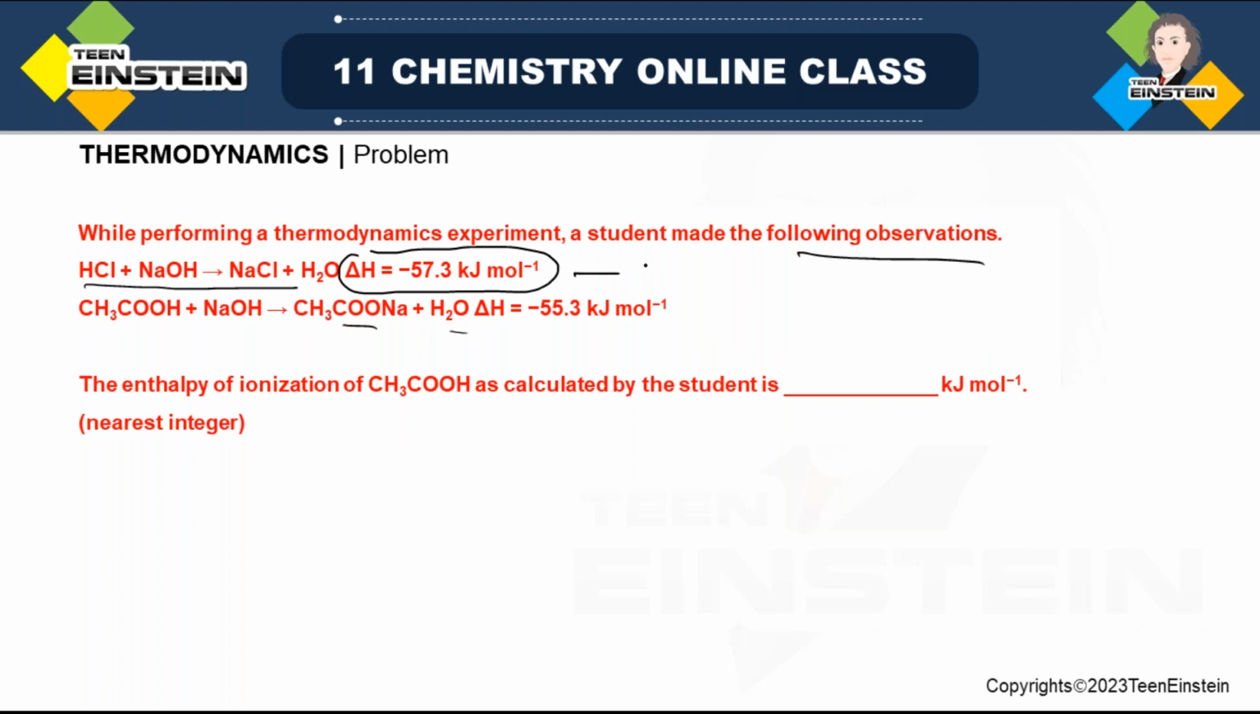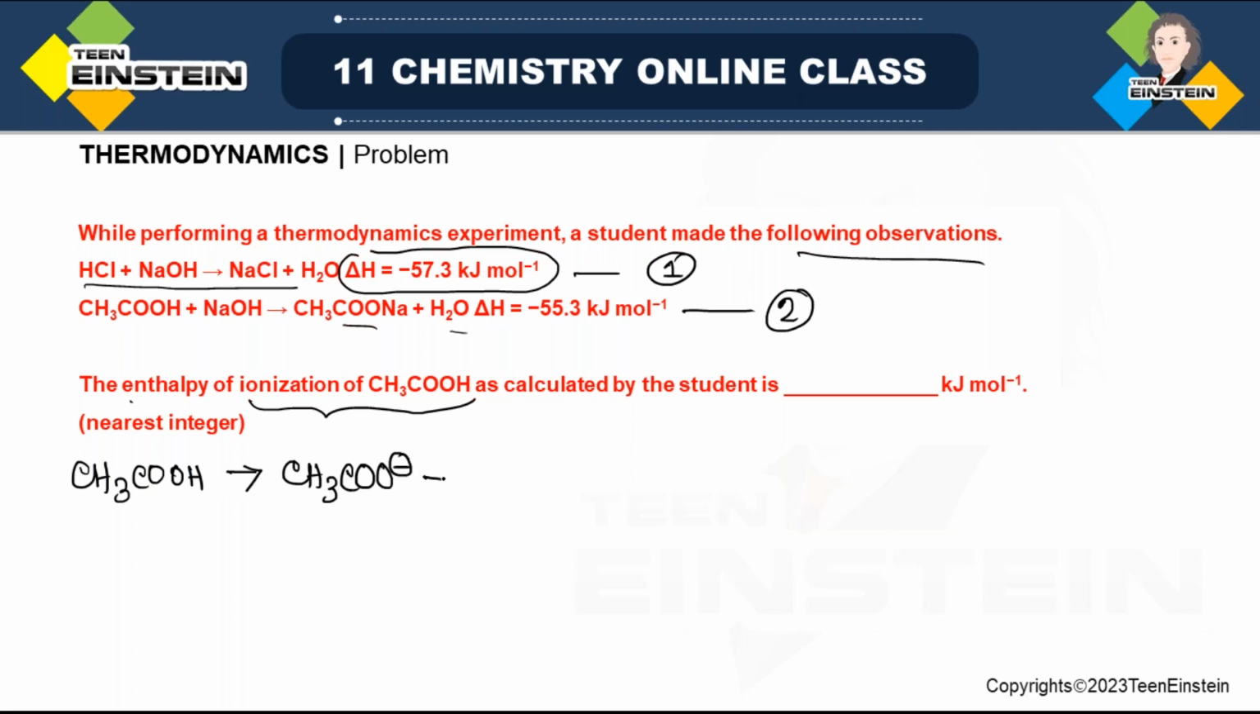From these two pieces of information, suppose this is equation number 1, this is equation number 2. What do we have to find? The enthalpy of ionization of acetic acid as calculated by the student, in kilojoule per mole. So we will write this equation, the ionization of acetic acid, because that is the reaction for which you have to find the delta H value. When it is ionized, you are getting this anion and H plus, right? Suppose this is equation 3. For this, the corresponding delta H value we need to know.